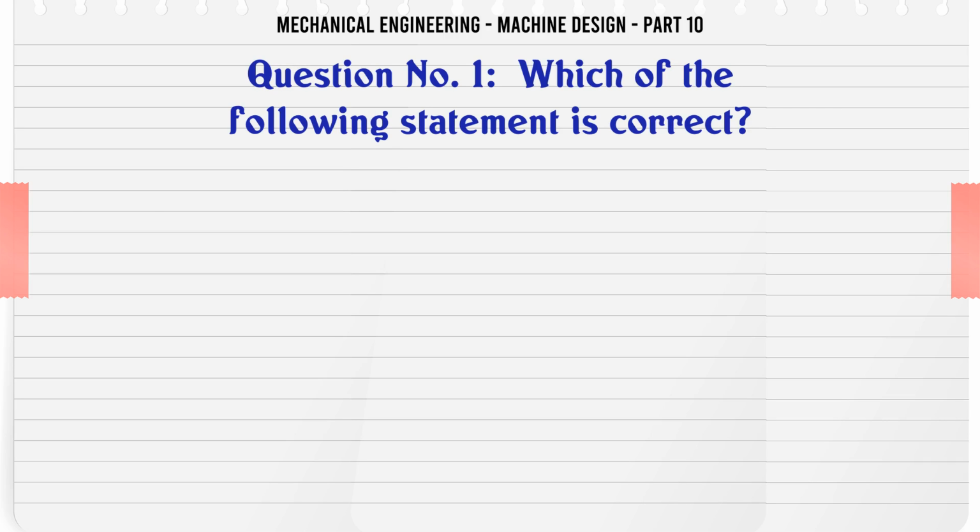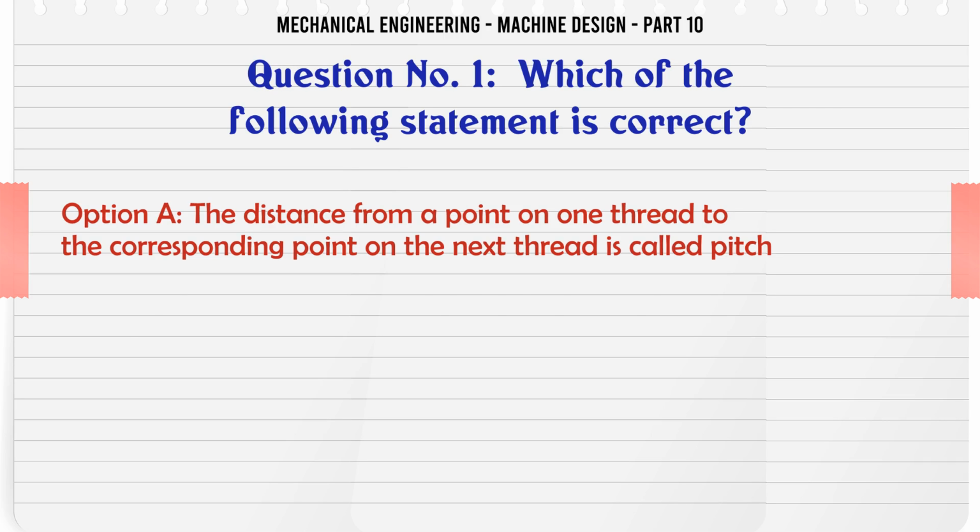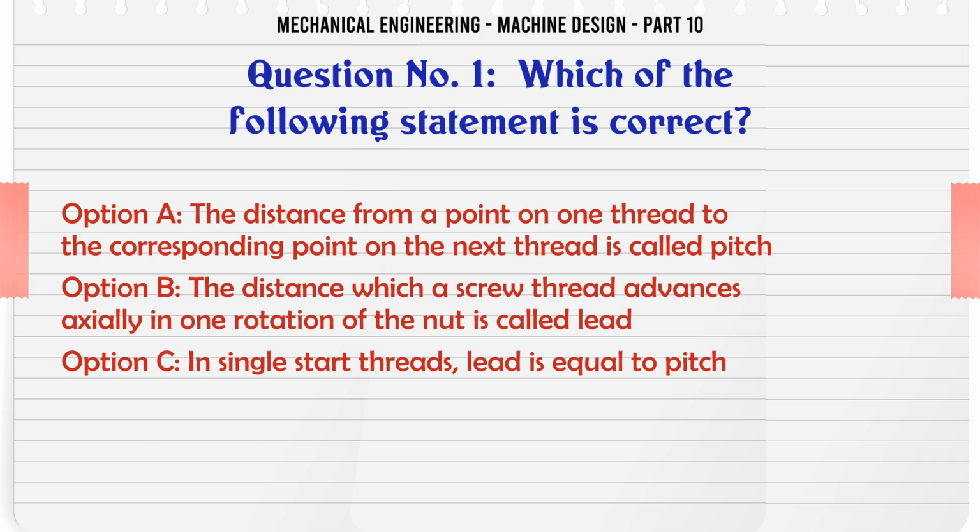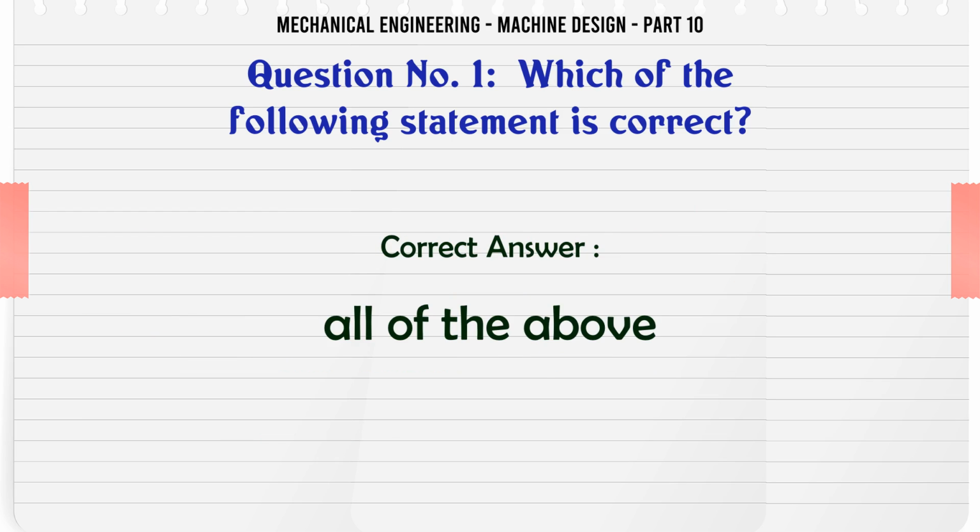Which of the following statement is correct? A. The distance from a point on one thread to the corresponding point on the next thread is called pitch. B. The distance which a screw thread advances axially in one rotation of the nut is called lead. C. In single start threads, lead is equal to pitch. D. All of the above. The correct answer is all of the above.